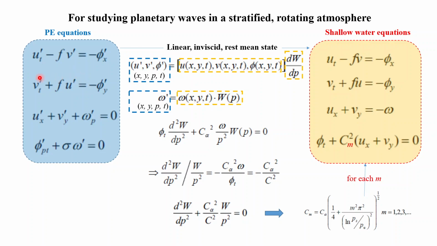So all the variables are shown with prime. That means perturbation. So for the horizontal momentum equation, you have u prime, v prime, and phi prime. The phi is geopotential height. And then you have the continuity equation, and then the thermodynamic equation in the hydrostatic system, because we're dealing with planetary scale waves.